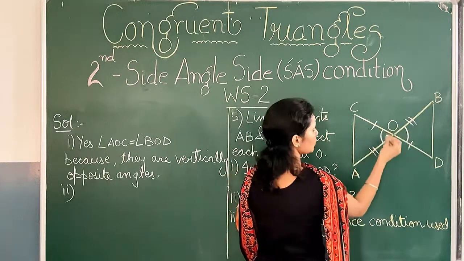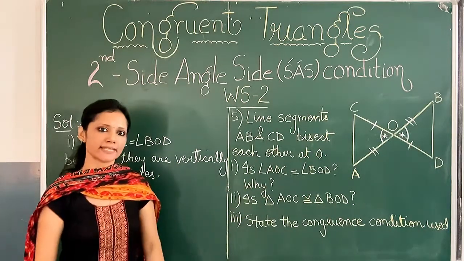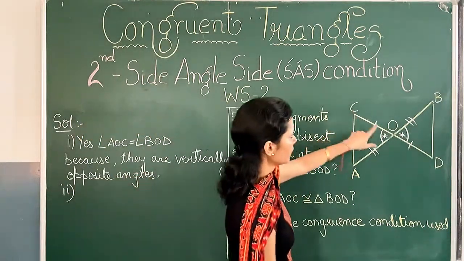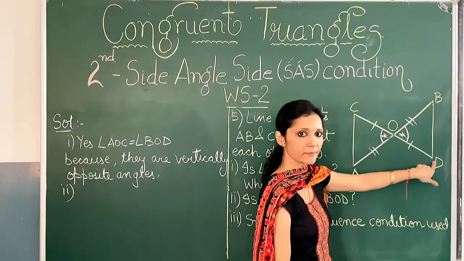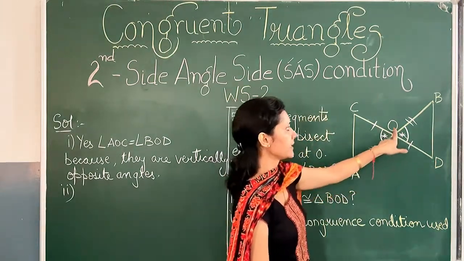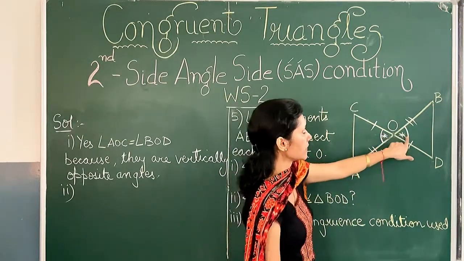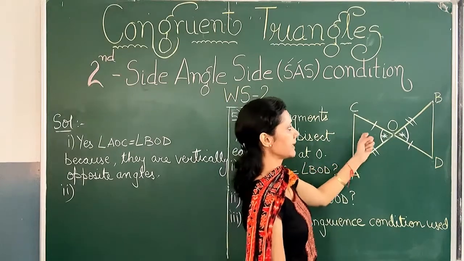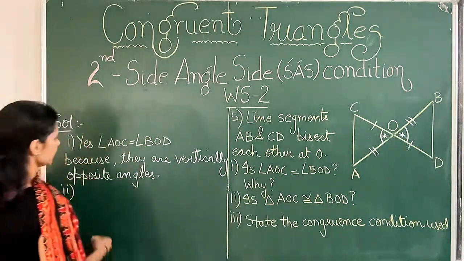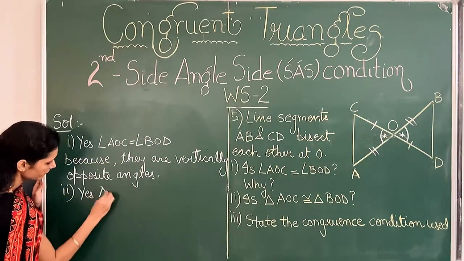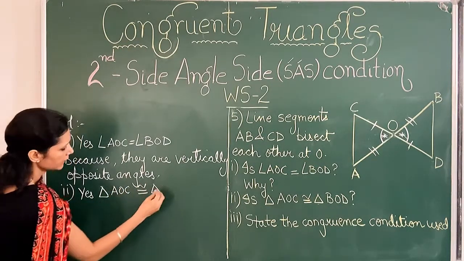Now we have proved that these two angles are equal. So let's mark them in the diagram. Now let us check about the congruency. That means we have to check three conditions. We know that OC of one triangle is equal to OD of the other triangle. Similarly, OA of one triangle is equal to OB of the other triangle. So we have proved two S, and then this angle is equal to this, so we have proved the A also. So we can say that these two triangles are congruent by SAS condition. So the second part is yes, triangle AOC is congruent to triangle BOD.